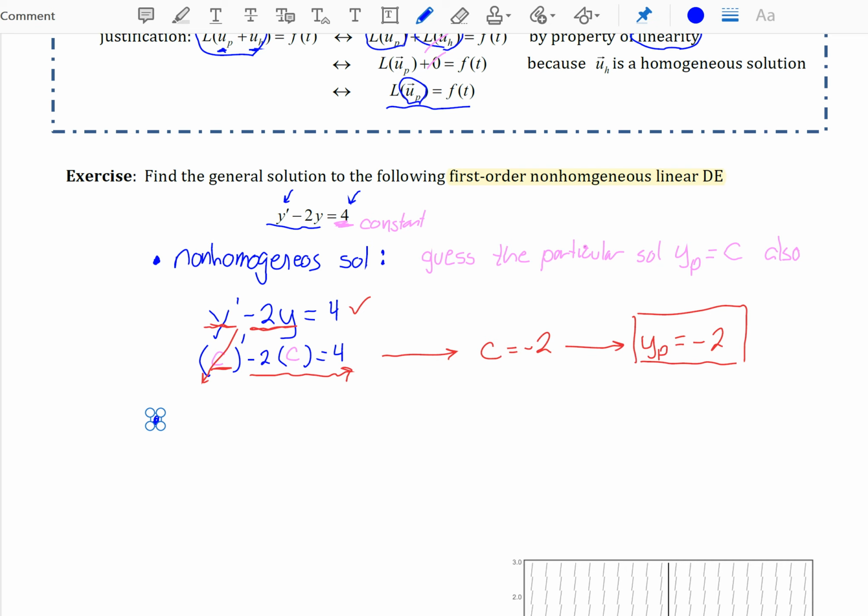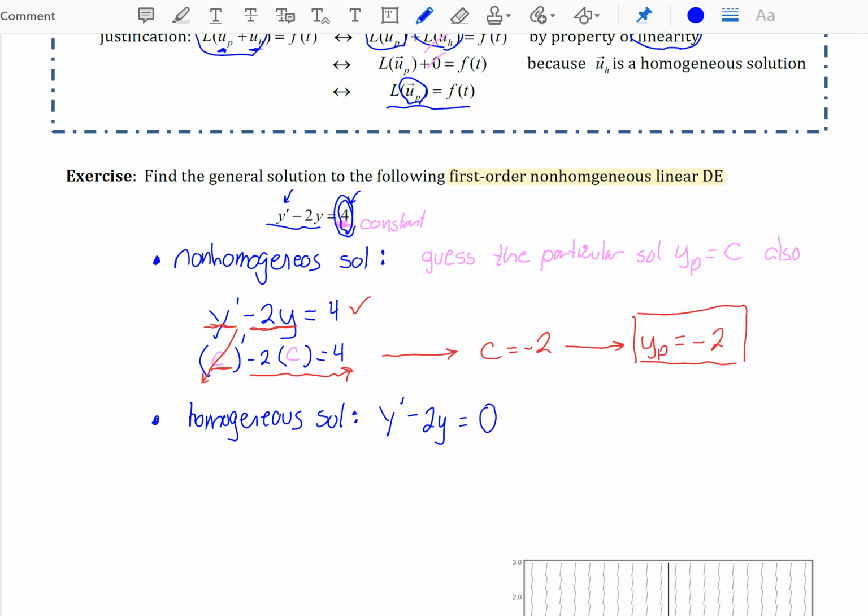Okay, now we look for the homogeneous solution. If we're looking for a homogeneous solution, we're looking for solutions to the equation y prime minus 2y equals 0. And it has to be 0 because we're talking about homogeneous solutions. So even though there was a 4 initially, we turned the 4 into 0 because we're looking for homogeneous solutions.